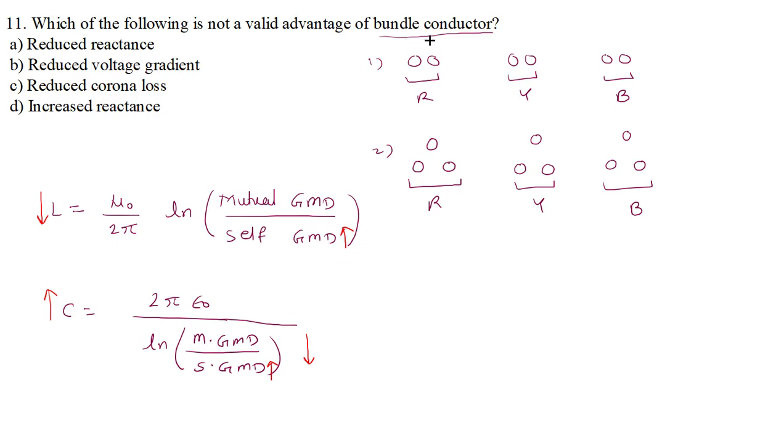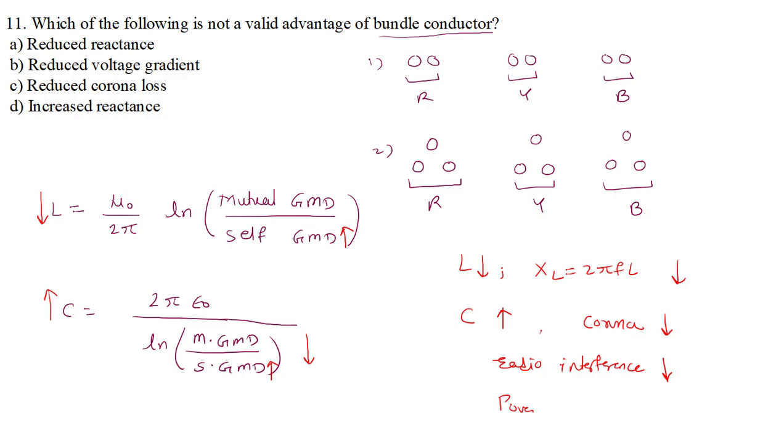And in case of capacitance, if self GMD is increased, the overall denominator will decrease, that is, capacitance will increase. So due to the bundled conductor, L will reduce. If L reduces, XL, the reactance which is given by 2 pi FL, will also reduce. Capacitance will increase. And also, due to the increase in self GMD, the corona effect will reduce. And if the corona effect reduces, radio interference with the communication line will reduce. At the same time, power transfer capability is increased.